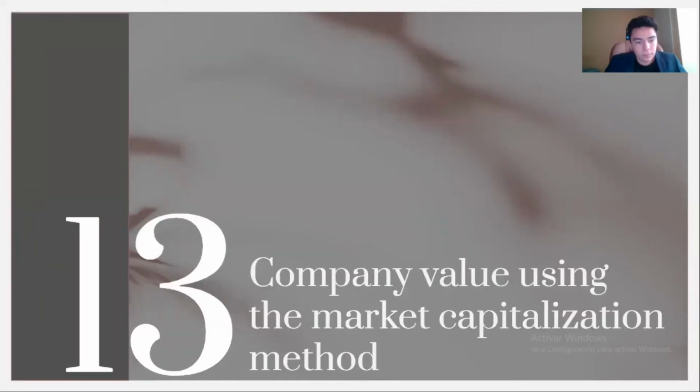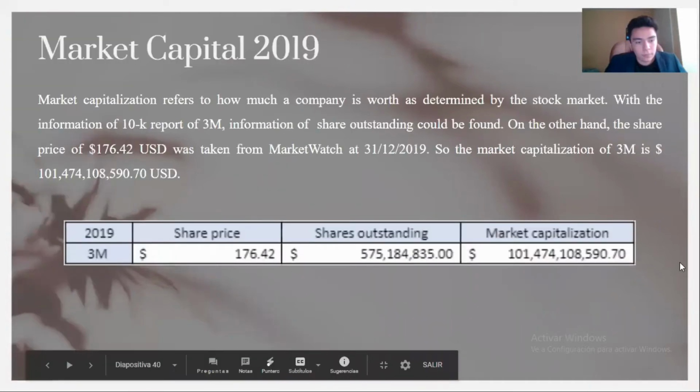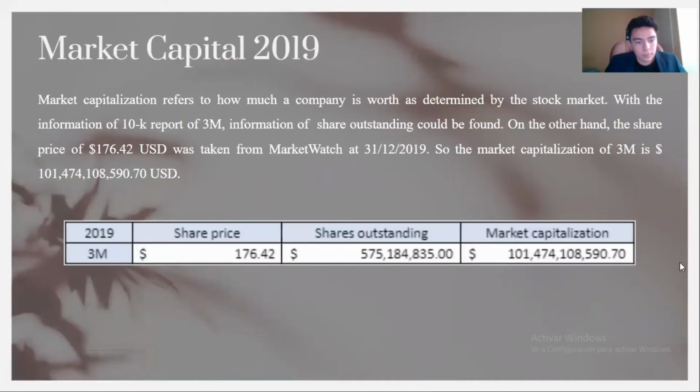Next, the company value using the market capitalization method. For the market capitalization of 2019, we have the share price that we could find on any page on the web, that is 176.42, and the shares outstanding, that is all the number of the shares, that is 575 million. Multiplying those gives us a market capitalization of 101 billion.